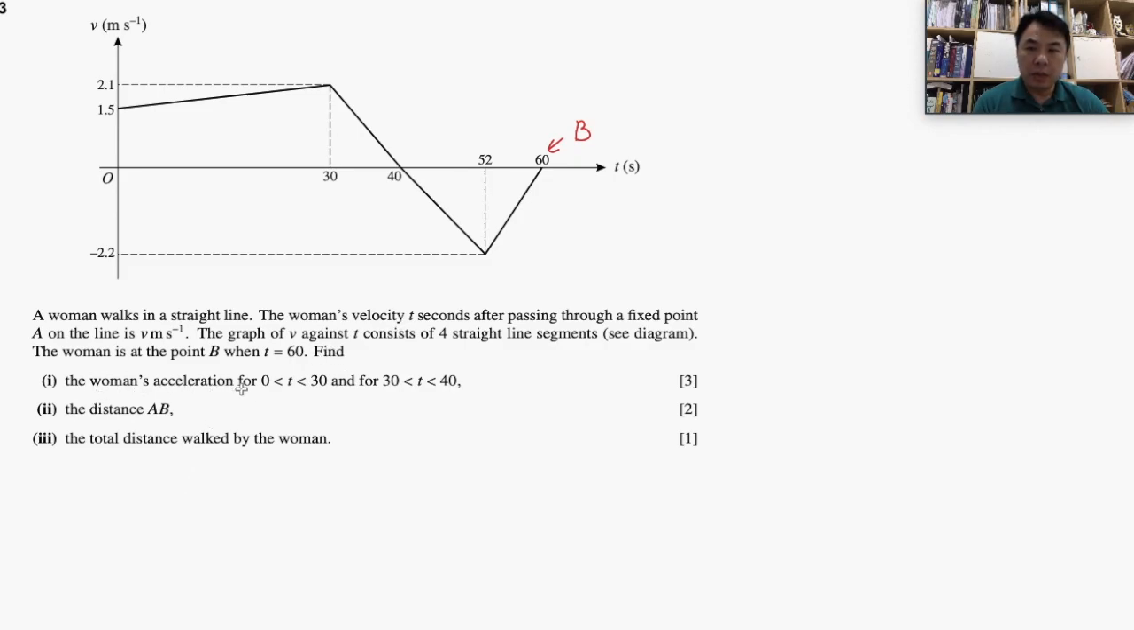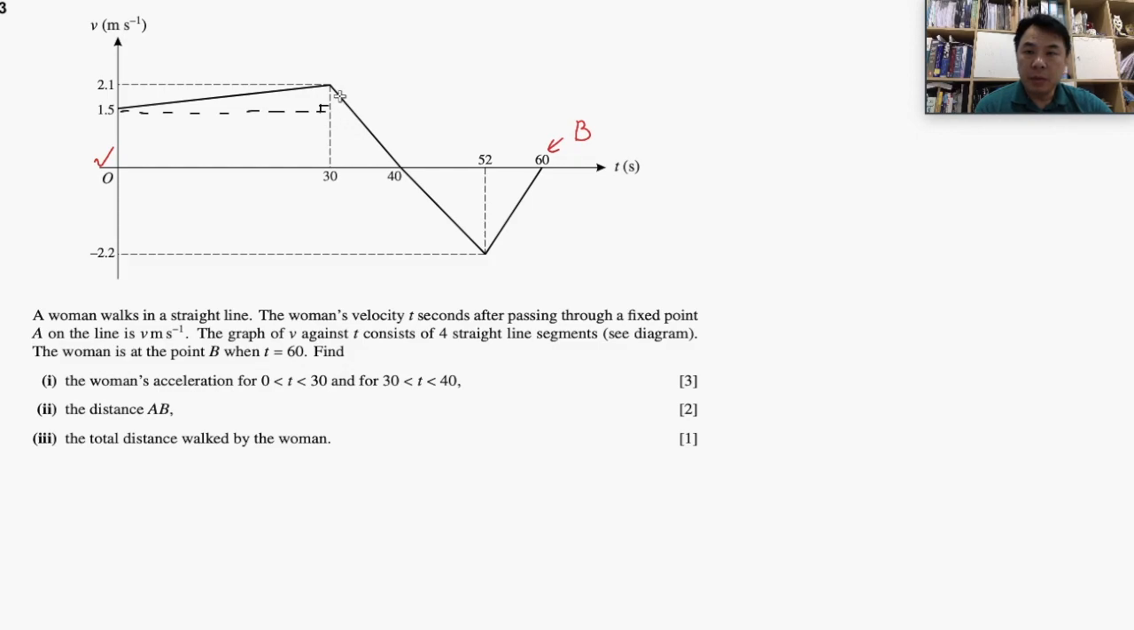Find the woman's acceleration between time 0 and 30 seconds. Time 0 here and 30 seconds. Now you can see that that is accelerating. To make it a good habit, it's always best to draw a right-angled triangle. You guys know why it must be a right-angled triangle, right? Because that is the right approach. So we are going to draw a right-angled triangle here.